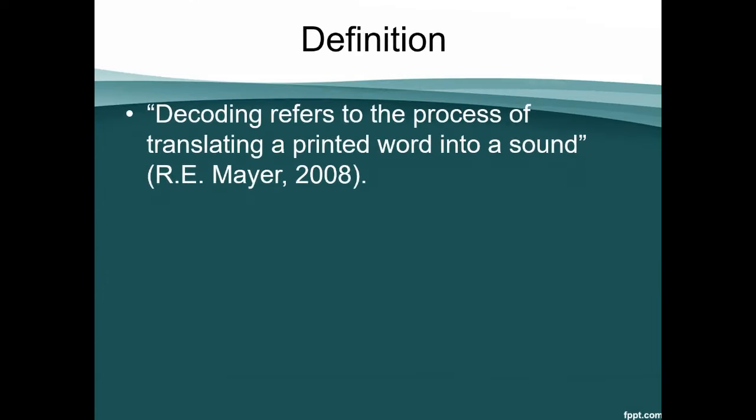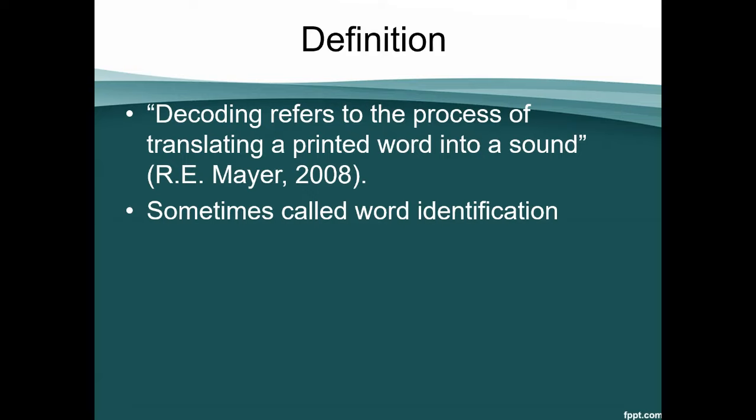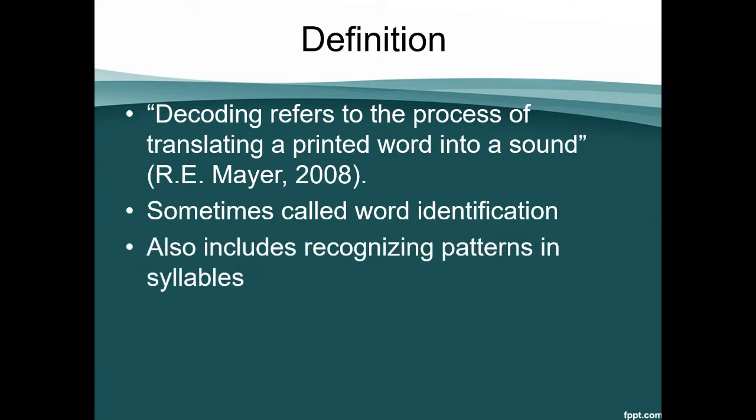First and foremost, there are many definitions of decoding out there. This definition I found is: decoding refers to the process of translating a printed word into a sound. Essentially, decoding is just looking at the letters and translating them in your head or out loud and putting them into a word. Sometimes we call decoding word identification. I wanted you to know that so you didn't get confused in case any articles you read refer to it as word identification.